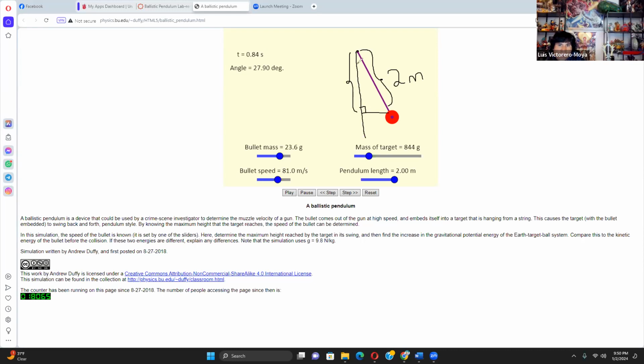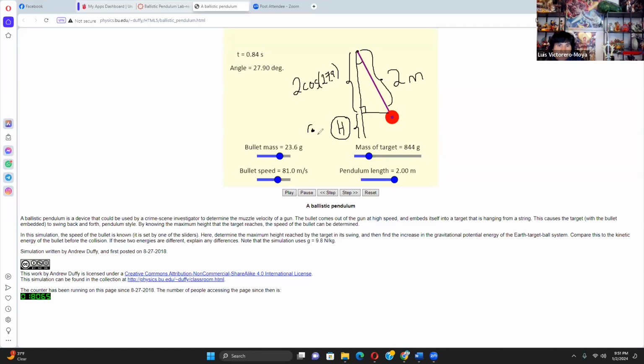this length. If you know the angle here, which is 27.9, this will be, let's just say, 2 cosine of 27.9. Then you can do 2 minus this to find the height. And you need this because in the conservation of energy, the potential energy that the system gains is due to the kinetic energy from the collision, right?